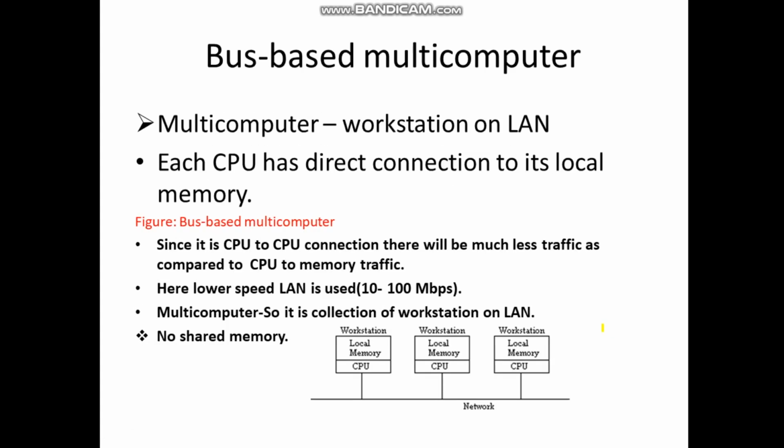The next is bus-based multicomputer. Multicomputer is a collection of workstations on LAN. Each CPU has a direct connection to its local memory. Here we can see each workstation has its local memory and the CPU and all are connected to the network. Since it is CPU to CPU connection, there will be much less traffic as compared to CPU to memory traffic. Here, lower speed LAN is used, typically 10 to 100 Mbps. There is no shared memory present here.